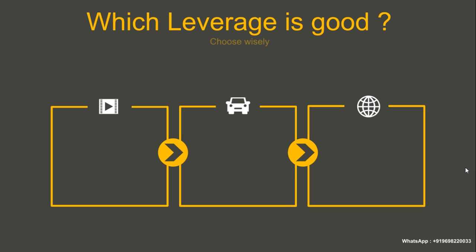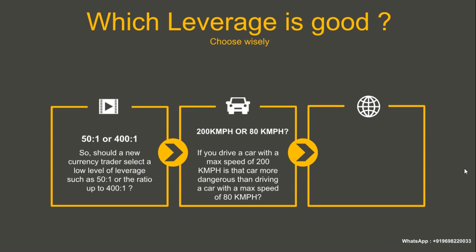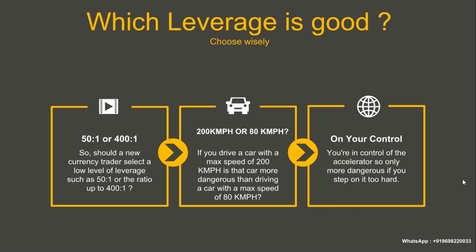Which leverage is good? So should a new currency trader select a low level of leverage such as 50:1 or a ratio up to 400:1? Say you are driving a car with a maximum speed of 200 km per hour. Is that car more dangerous than a car with a maximum speed of 80 km per hour? You are in control of the accelerator. The leverage is the accelerator, so it is only more dangerous if you step on it too hard.